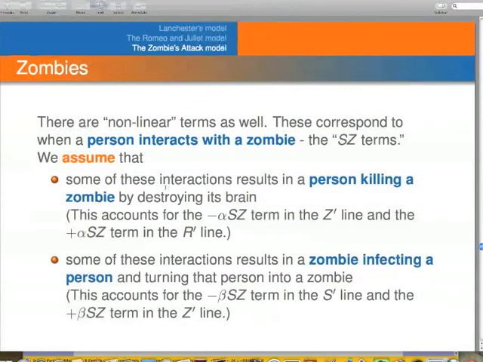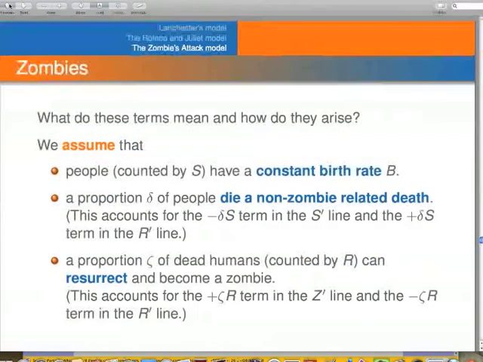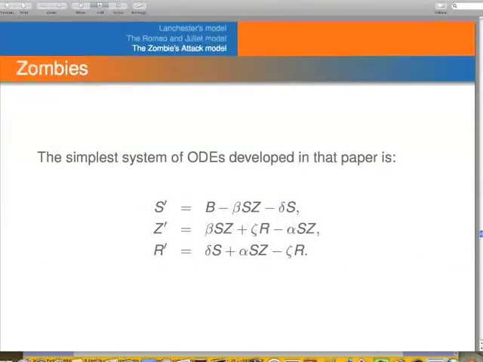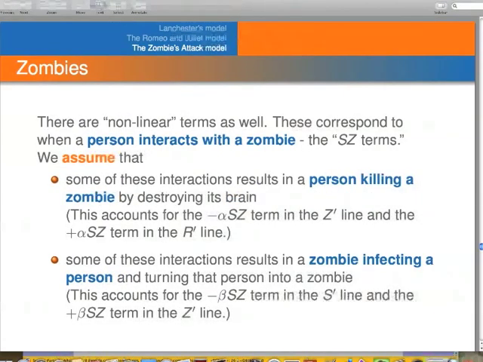And then there's some other terms that correspond to interactions. There's this term here that corresponds to a person killing a zombie by shooting it in the brain. The people represented by S will interact with the zombies represented by Z roughly in proportion to the product SZ. And that's where this is called an interacting term. And there's some probability, we'll call it alpha, some of these interactions will result in a zombie being shot in the brain, and then they get put into this removed population. And likewise, there's a probability that a zombie infects a person.